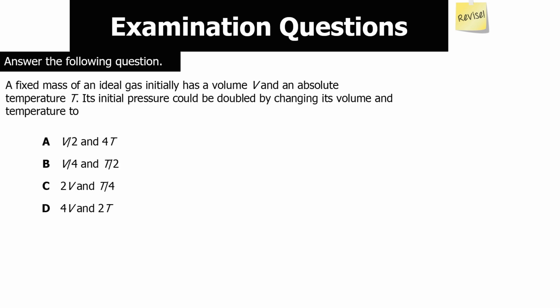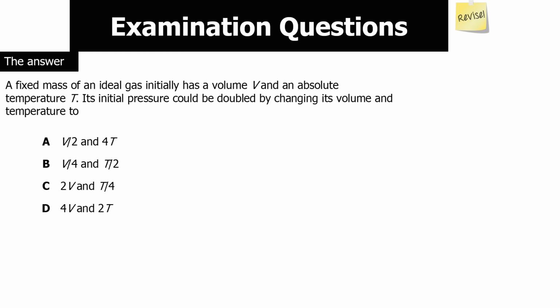The next question says, a fixed mass of an ideal gas initially has a volume V and an absolute temperature T. Its initial pressure could be doubled by changing its volume and temperature to what? So pause the video now, then unpause the video when you want to go through your answers.